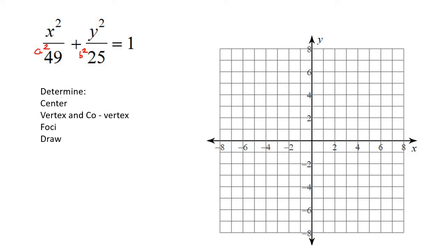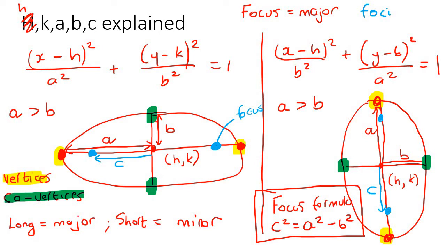First step is to always find the center. So the center we usually find by looking at these coordinates over here. Remember we said that the center is h, k.